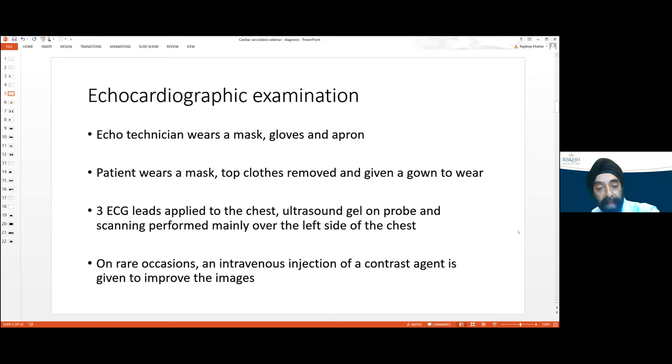The echo technician, in this current, hopefully post-COVID era, is still required to wear a mask, a glove and an apron. The patient also is required to wear a mask, that's mandatory in the hospital environment. The top clothes are removed and you're given a gown to wear. ECG leads are applied to the chest, and then the ultrasound probe is applied to the skin with some ultrasound gel. And scanning is performed mainly over the left side of the chest. If the images are suboptimal, on rare occasions, I would say probably in 2 to 5% of patients, we need to give an intravenous injection of a contrast agent to improve the images.